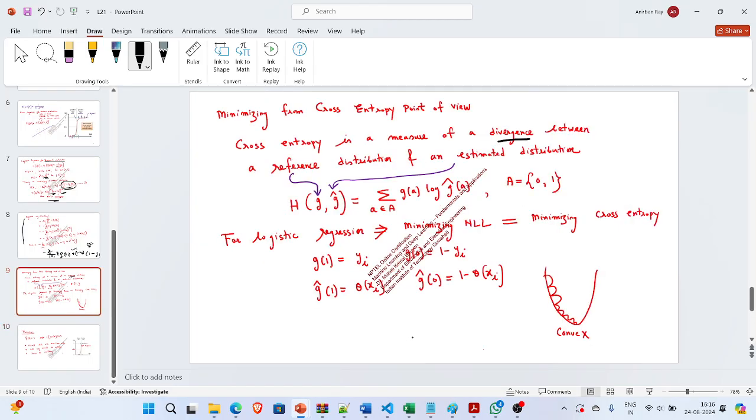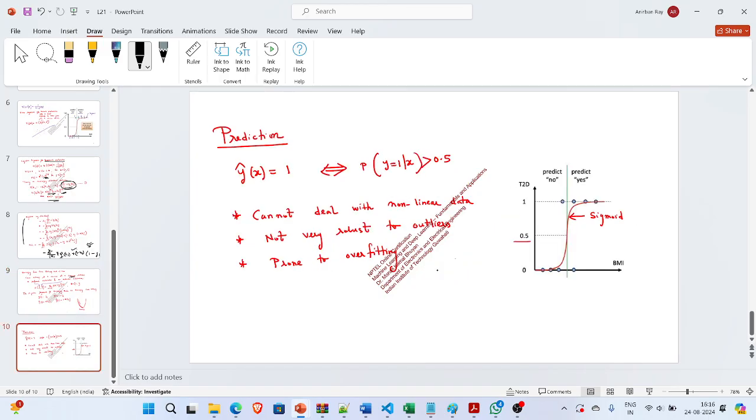Okay, as they have written as well, so these are the ones. So this is the same as the negative log likelihood.